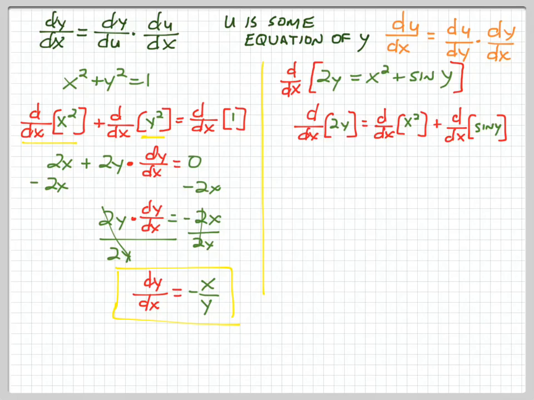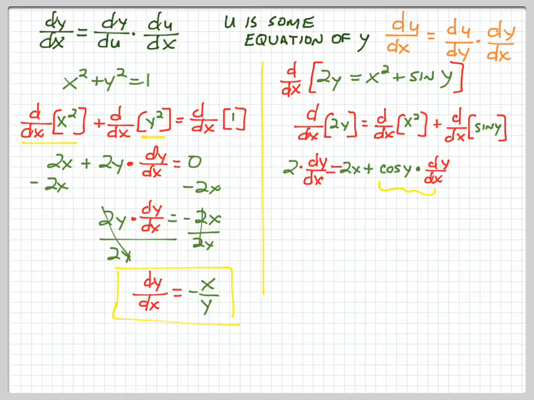Alright, so the first piece we can't do as it is, so we're going to use the chain rule. We're going to find the derivative of 2y, and then we're going to multiply that by dy over dx, and we get 2 times dy over dx. That equals 2x, our variables match, and the last piece, we're going to find the derivative of sine y, which is cosine y, times dy over dx.